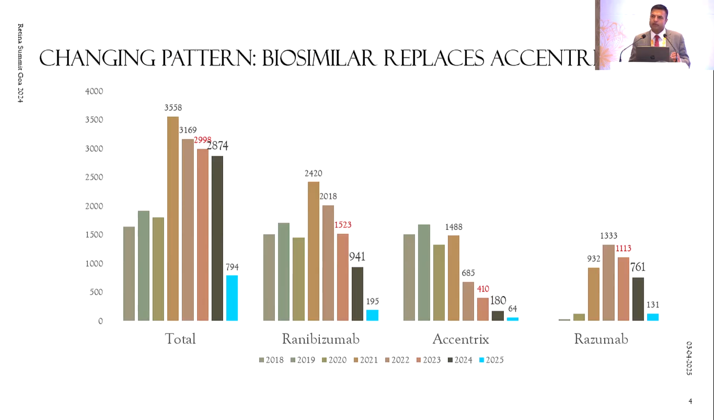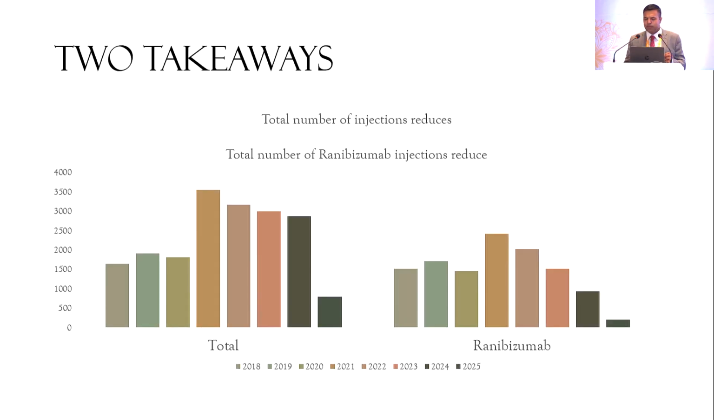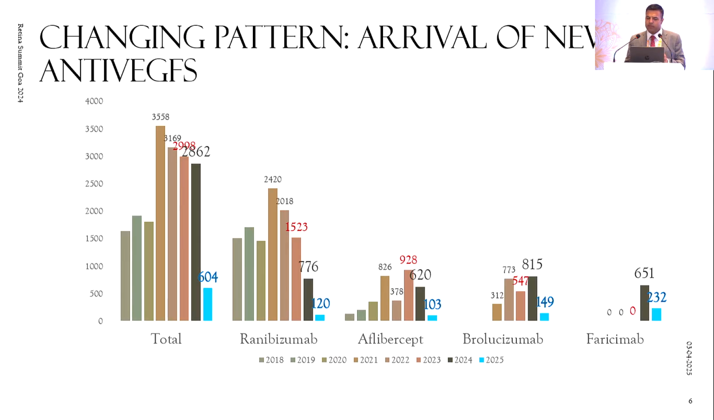From giving close to about 3,500 injections in 2021, our total number of injections are gradually reducing. And it is not that our number of patients are reducing, our number of patients are actually increasing. But this has happened because, one, the ranibizumab part has been taken over by the biosimilar, and two, there has been an influx of aflibercept, brolucizumab, as well as faricimab, which are effectively reducing our total injection load.